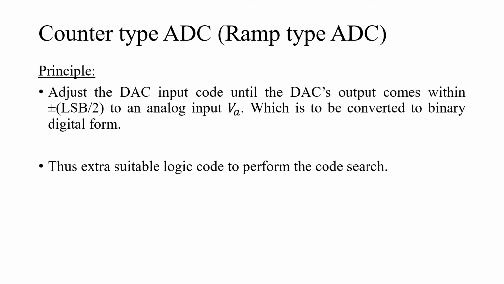The first example is over. The second type is the counter type ADC, or we can say the ramp type analog to digital converter. It is based on the principle that it adjusts the DAC input code until the DAC's output, the digital to analog converter's output, comes within range. Here the input analog will be provided, and the circuit will give a digital value.